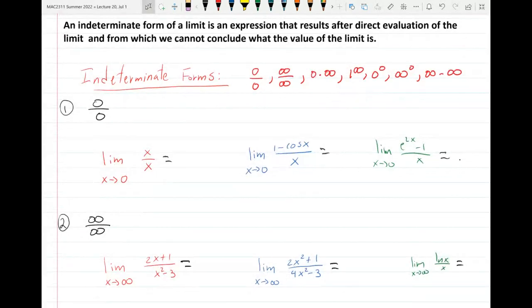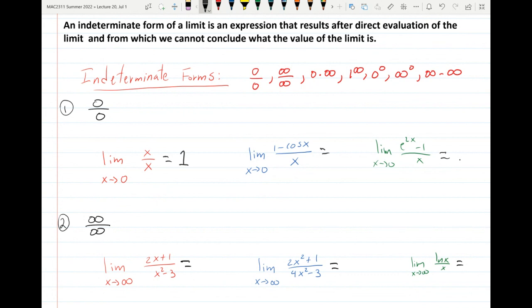All right. So for the indeterminate form 0 over 0, let's take a look at the following limit. Limit as x approaches 0 of x over x. This is a silly limit, but nevertheless, it's a 0 over 0 situation, right? By direct evaluation, we get 0 on top and 0 in the bottom. So that's 0 over 0. But of course, this limit equals 1 because you can simplify the x's before you even take the limit, right?